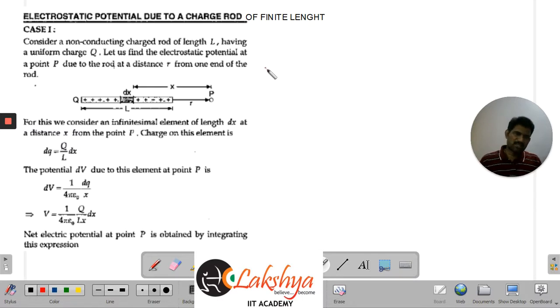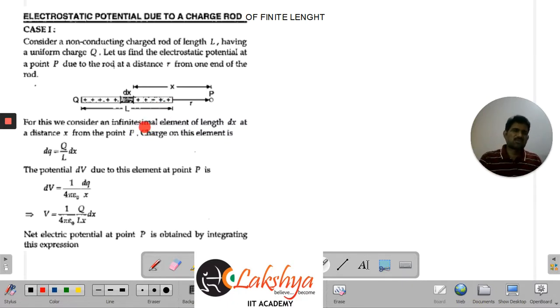See, in finite length there are two cases. One is for calculating at an axial point, axial in the sense along the length of the rod, or some equatorial point, that means perpendicular to the length of the rod. So first here I am taking a point at a distance r from one end, along this axis. This case we are going to calculate first.